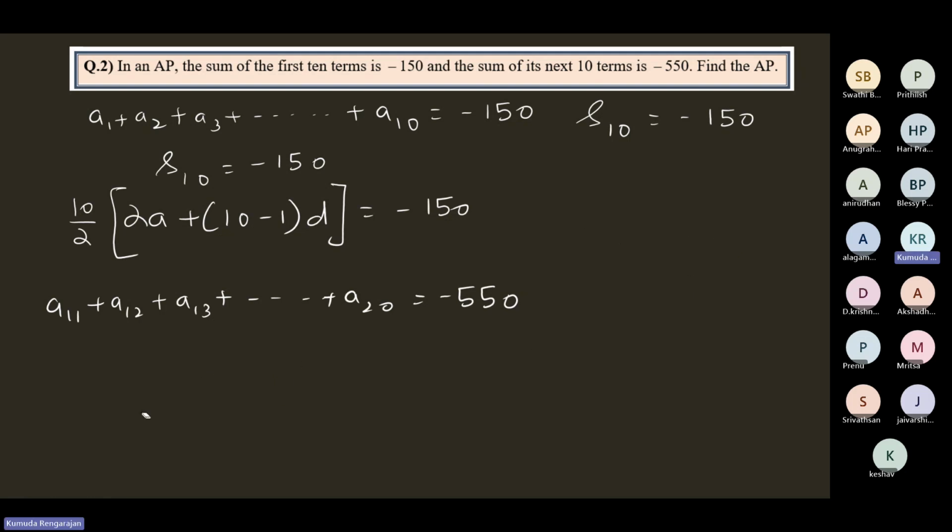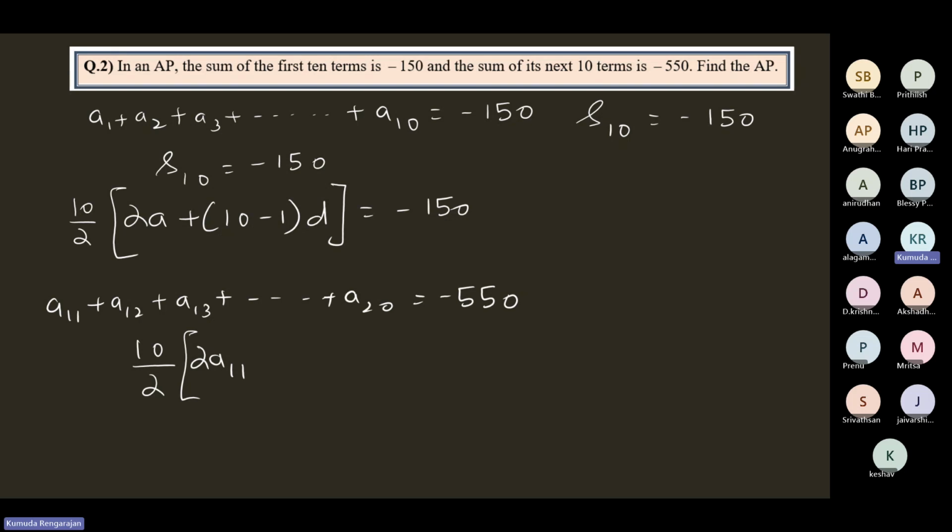So don't write this as S10 or S20. The sum of these terms is minus 550. Now the formula n by 2. Be careful, n is not 20. How many terms are you adding here? 10 terms. So n by 2, 10 by 2 of 2a. Here a is not A, a is A11. 2a means 2 into the first term. We are treating this as an AP independently. We're taking this chunk from A11 to A20 and treating this as an AP.